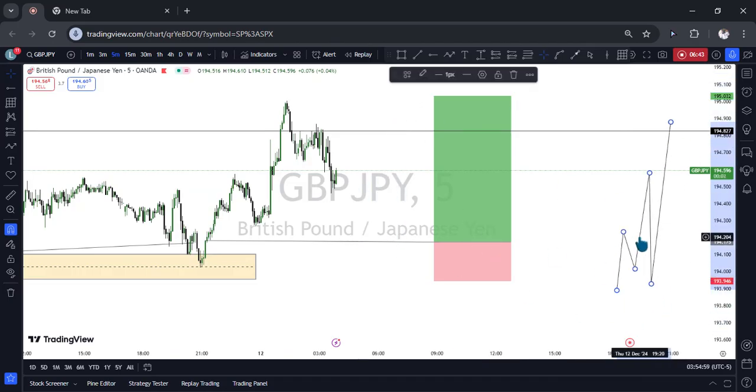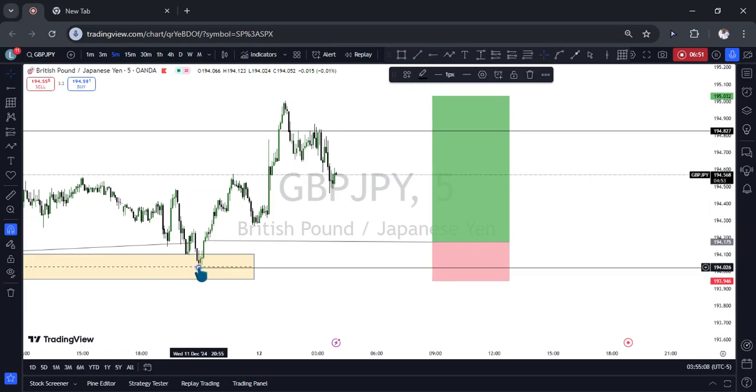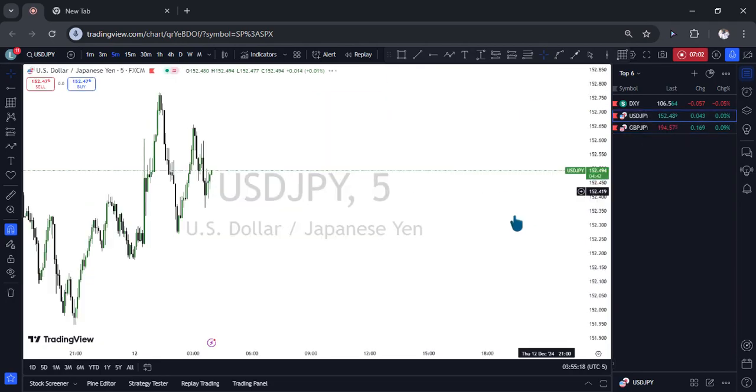So that's for GBPJPY. We have to wait and let's see how the trade goes. If it goes our way, then good. If it goes inverse, the opposite direction, or breaks it, then we move on again. So the market is just all about probabilities, right? We learn every day.